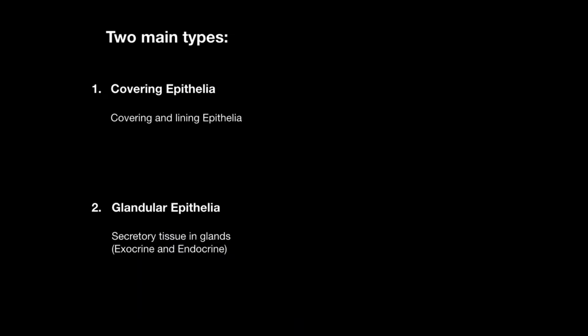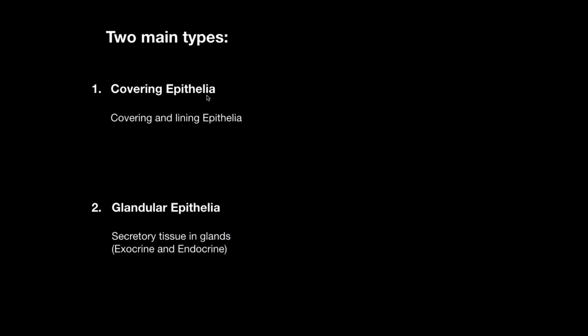So talking about epithelial tissue, you're going to find two main types. You have the covering epithelia and we have glandular epithelia. I'm not going to talk a lot about glandular epithelia as most of the time when we look at epithelial tissue you can think of covering epithelia. But I'm going to mention the most important structures you'll find in glandular epithelia that are important to know.